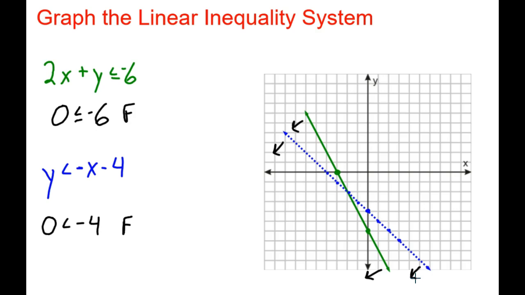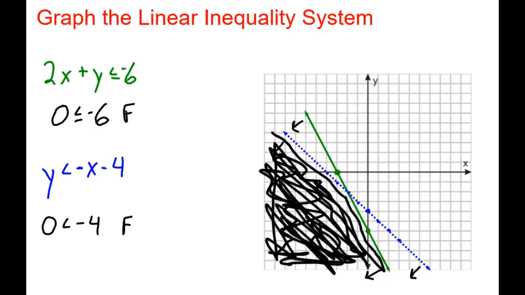Now to shade the final region, I have to find the overlap of both graphs, which is going to be the region contained by the upper portion of our blue dotted line and the lower portion of our green solid line. So when graphing systems of linear inequalities, graph each inequality like you normally would, just save the shading portion to the end using arrows to indicate which way you should shade. The final shaded region has to satisfy both inequalities.